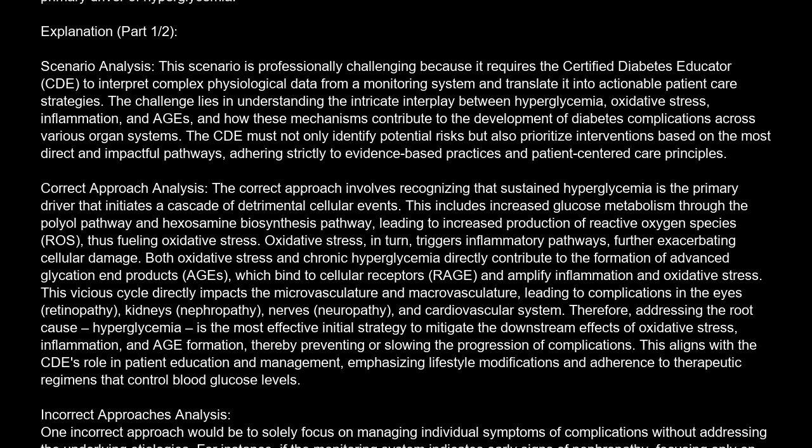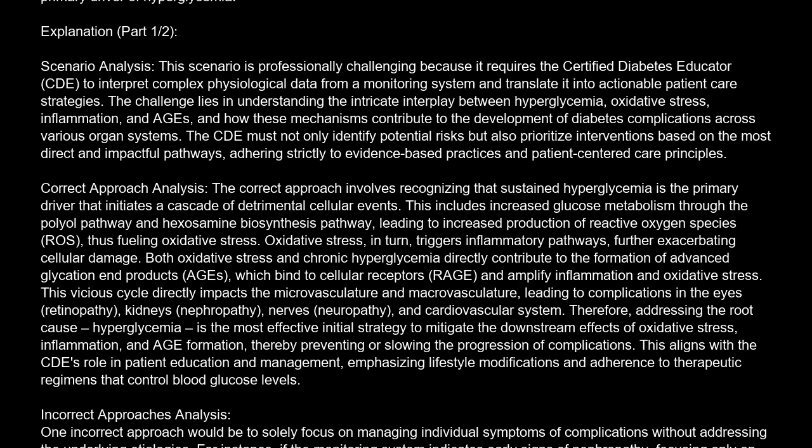Explanation: scenario analysis. This scenario is professionally challenging because it requires the certified diabetes educator, CDE, to interpret complex physiological data from a monitoring system and translate it into actionable patient care strategies. The challenge lies in understanding the intricate interplay between hyperglycemia, oxidative stress, inflammation, and AGEs, and how these mechanisms contribute to the development of diabetes complications across various organ systems. The CDE must not only identify potential risks, but also prioritize interventions based on the most direct and impactful pathways, adhering strictly to evidence-based practices and patient-centered care principles.